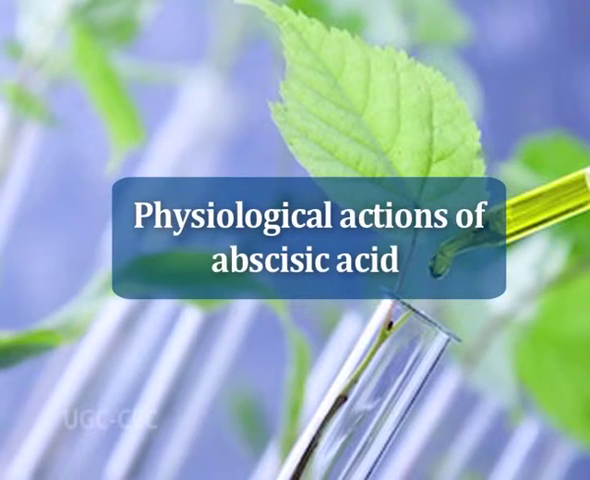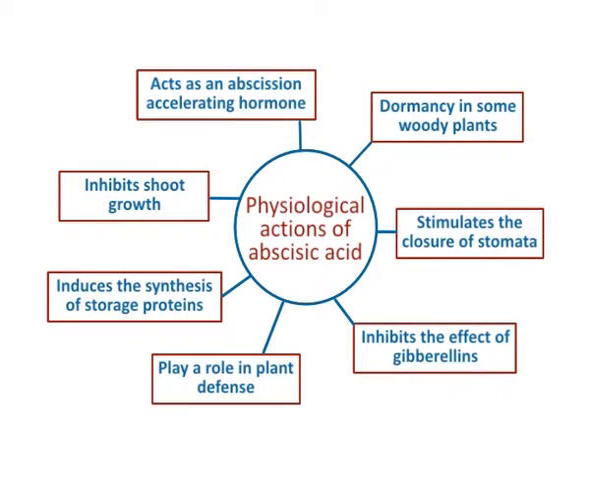Now let us see the physiological actions of abscisic acid. Abscisic acid affects a number of plant responses in tissues of all ages. The main actions of abscisic acid are: first, abscisic acid acts as an abscission accelerating hormone in many fruits and leaves. Secondly, it induces dormancy in some woody plants. Thirdly, abscisic acid inhibits shoot growth but promotes the growth of roots.